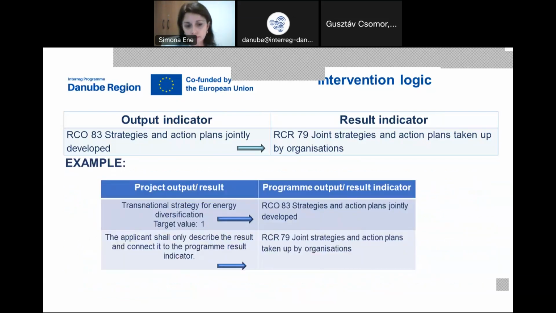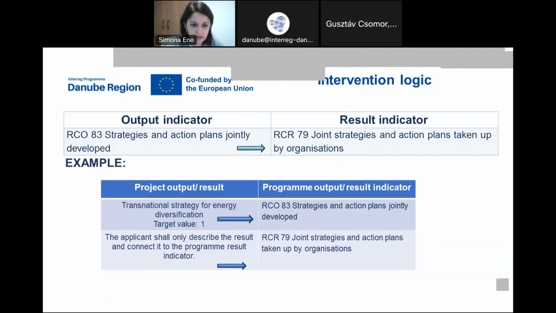As an example, a project is developing a transnational strategy for energy diversification with a target of 1, which is linked to the output indicator, strategies and action plans jointly developed. And for the result indicator, it is obvious that it is one strategy that has to be implemented in practice and taken up by organizations.